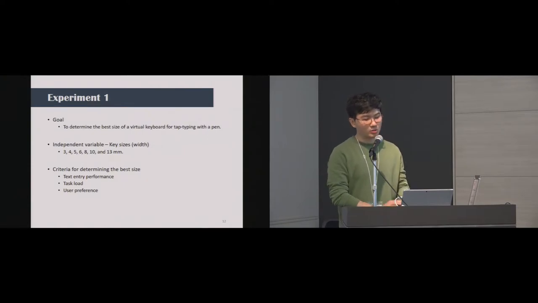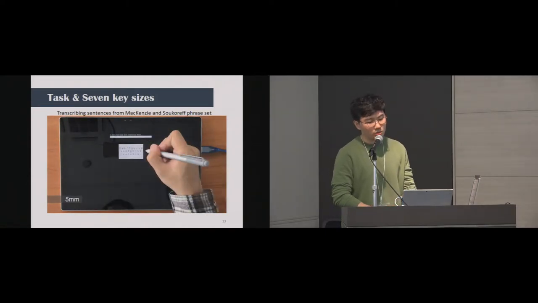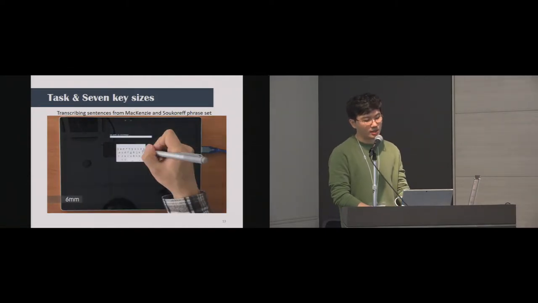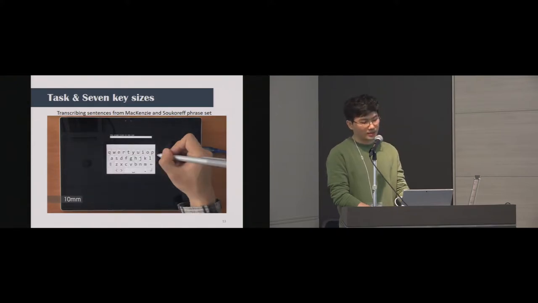We conducted experiment 1 to determine the best size of a virtual keyboard for tap typing with a pen. The independent variable was key size, and criteria were text entry performance, task load, and user preference. Text entry performance was collected while transcribing sentences from the MacKenzie and Soukoreff phrase set. 7 key sizes were selected.